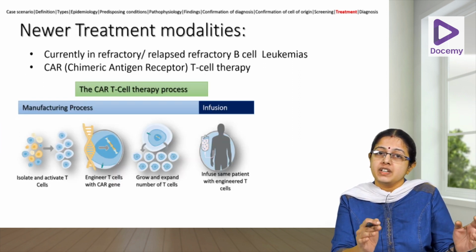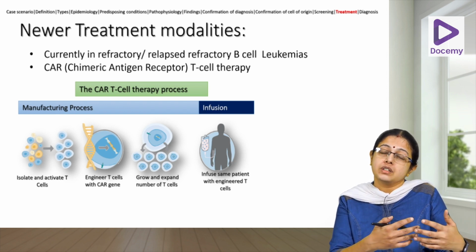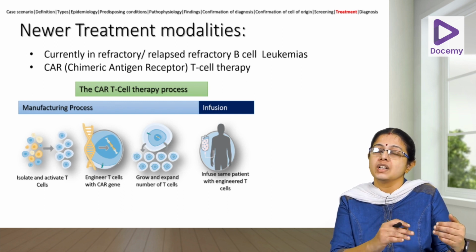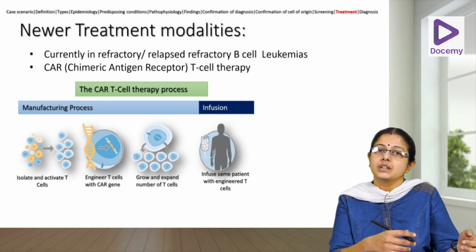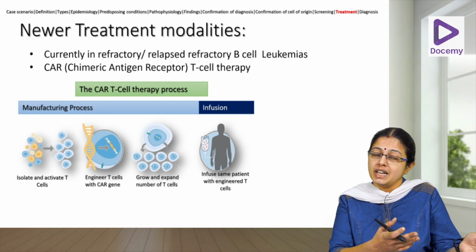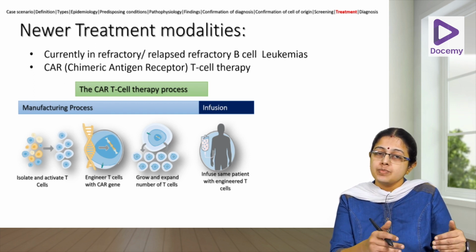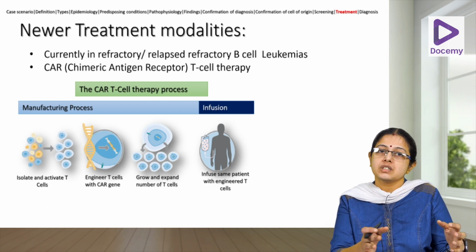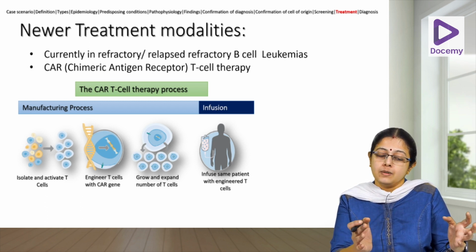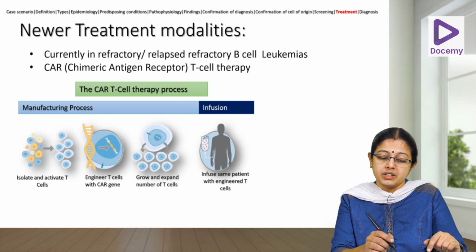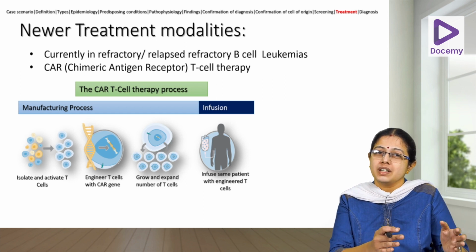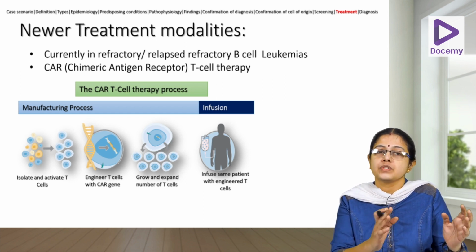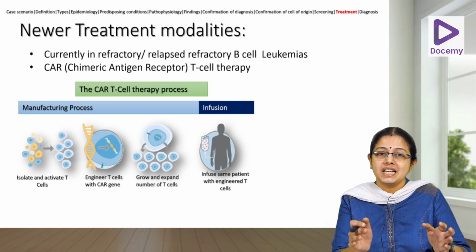Now, we should also be aware about a few newer treatment modalities which have been found useful in patients who have been refractory to conventional chemotherapy and who have probably relapsed even after allogeneic stem cell transplantation. So these patients, the high risk patients, are currently the ones who undergo CAR T cell therapy. So what is this CAR T cell therapy? You just need to be aware about the terminology. So it is a chimeric antigen receptor.